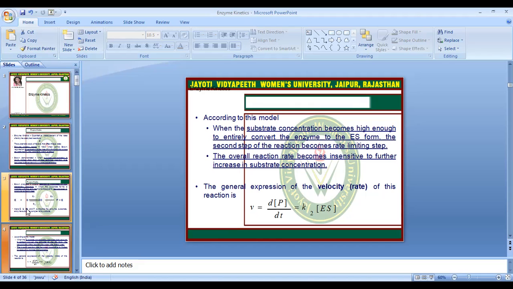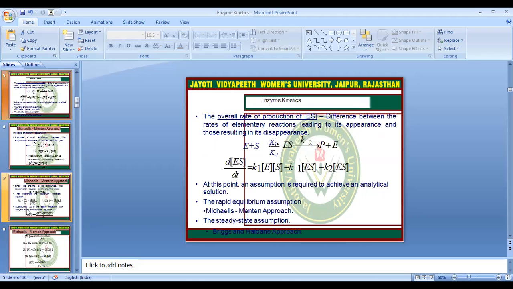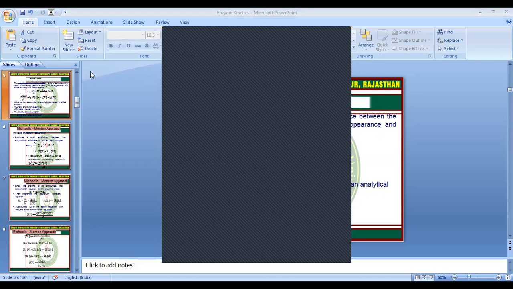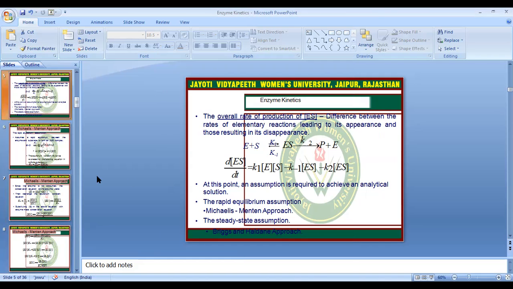The general expression of the velocity, meaning the rate of this reaction, is V = dP/dt = K2[ES]. The overall rate of production of ES is the difference between the rates of the elementary reactions leading to its appearance and those resulting in its disappearance. So here we can see E + S gives ES, which then creates P and E. So d[ES]/dt = K1[E][S] - K-1[ES] - K2[ES].